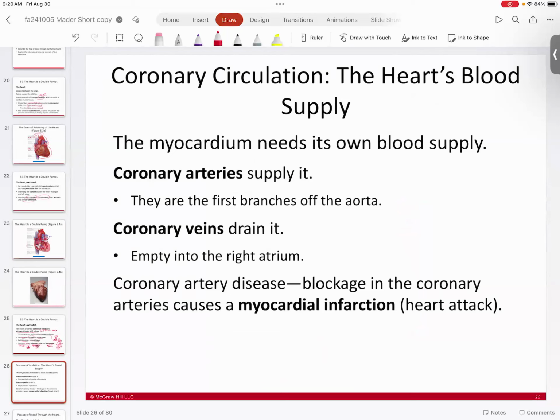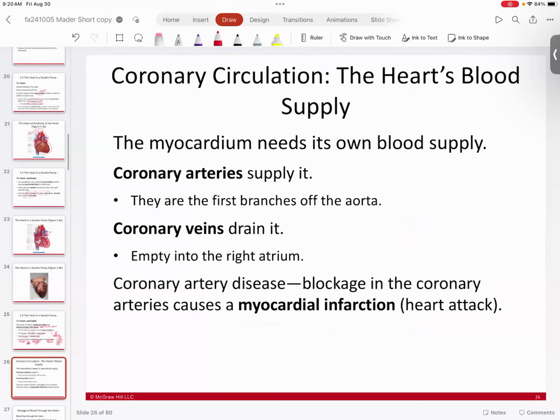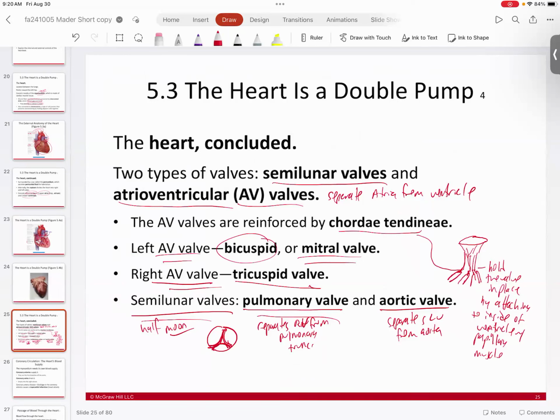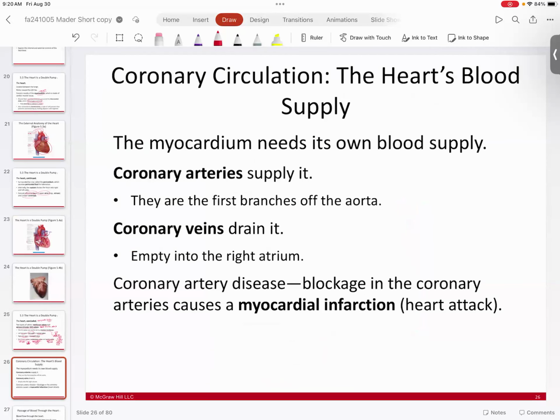So those are the valves. Basically the valve's job is to create one-way blood flow. It prevents backflow. You can't go backwards in the heart. You can only go forwards. And that's what the valves do.